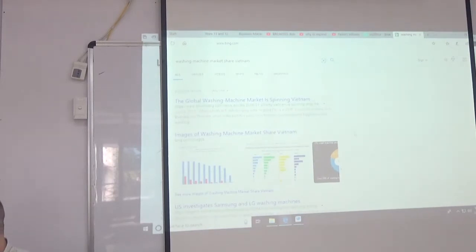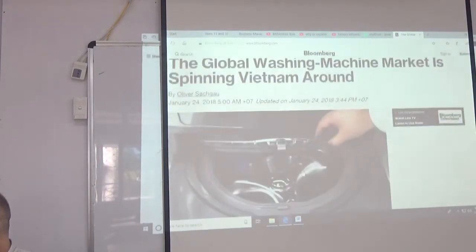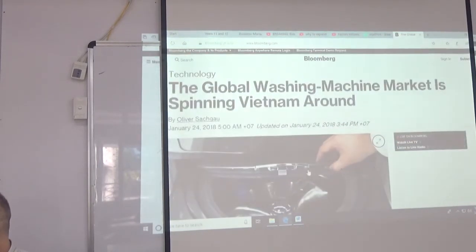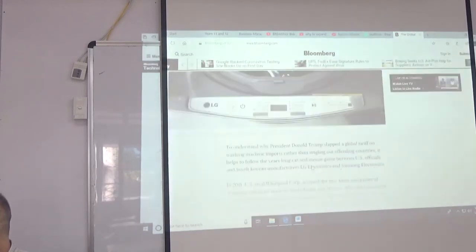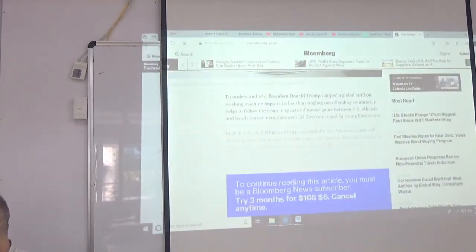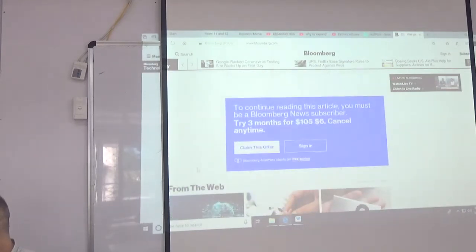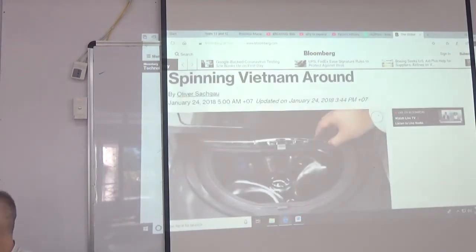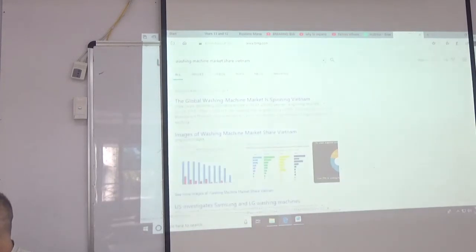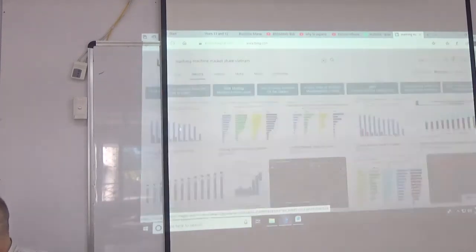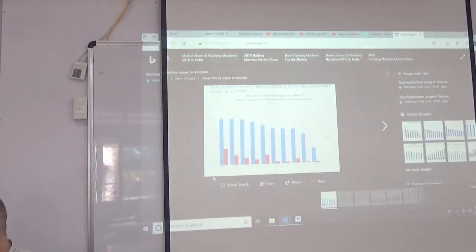Global washing machine market is spinning Vietnam. I don't know what they're talking about there. 2018. So let's see, accused 2 Asian companies of dumping machines made in South Korea and Mexico. So people are complaining. I have to buy this article? I don't want to buy that article. Anyway, we have market share. Let's see, what do we got?